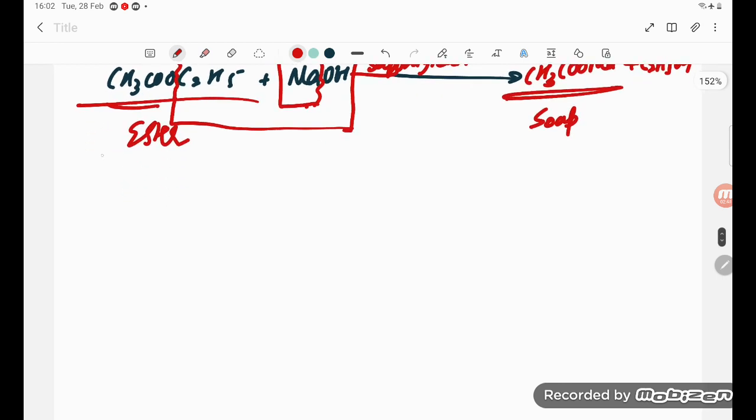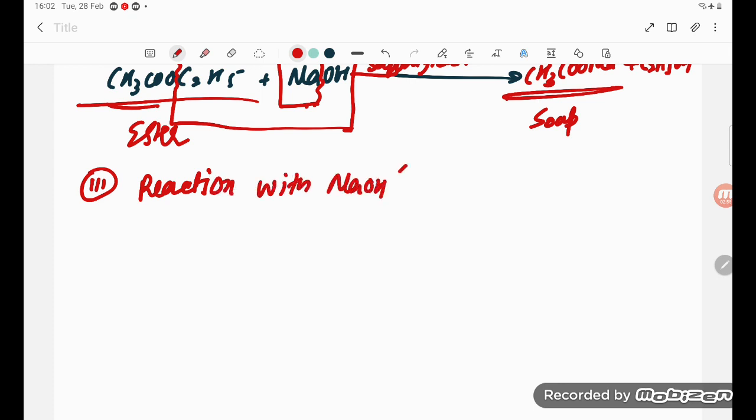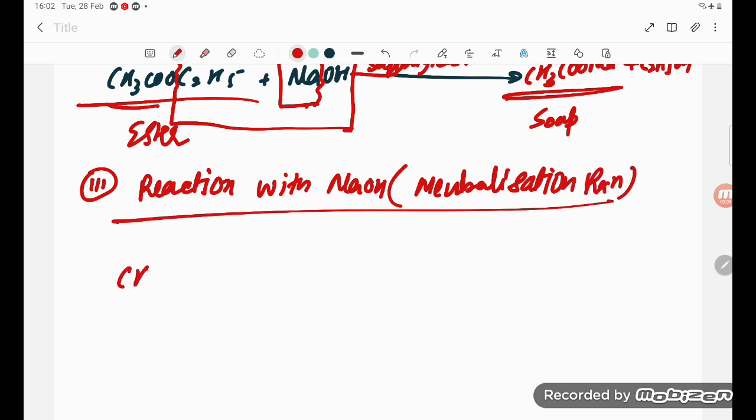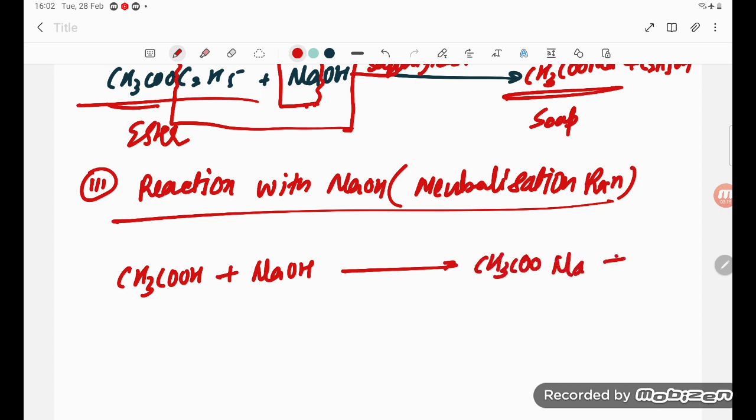Now the next reaction, student, among the properties of carboxylic acid, is reaction with NaOH. Reaction with NaOH is also known as the neutralization reaction. In the neutralization reaction, it will give salt and water. Here you can see CH3COOH plus NaOH. What is it going to give, student? CH3COONa, which is the salt, plus water.